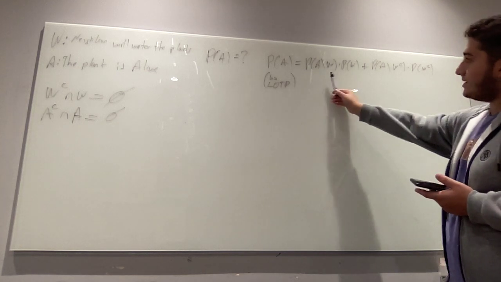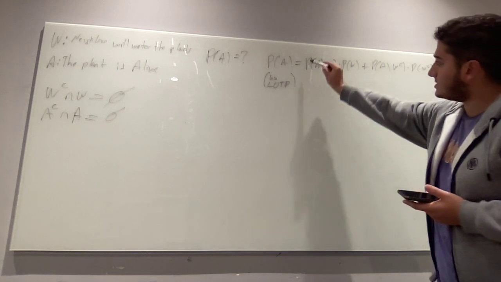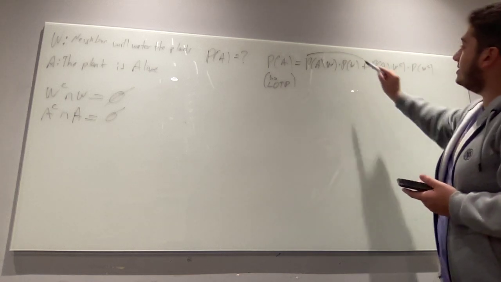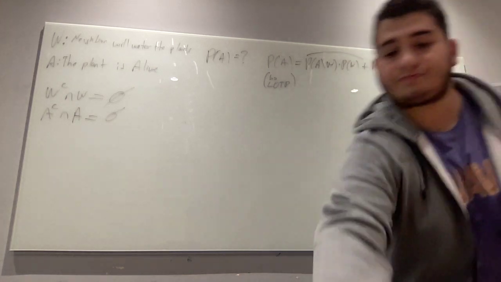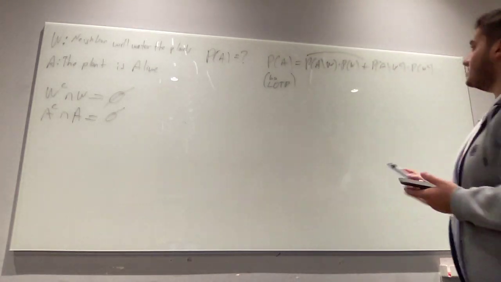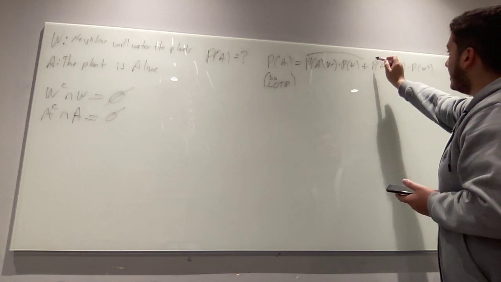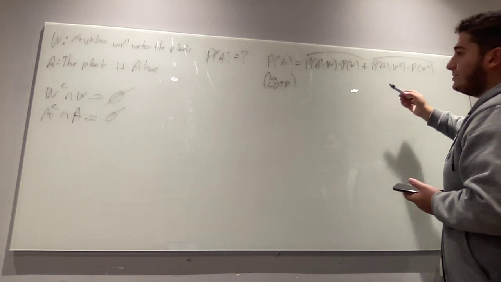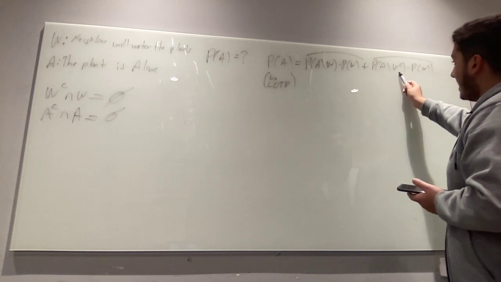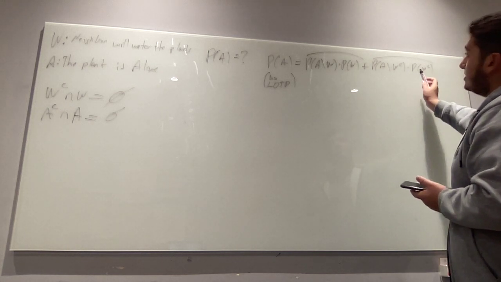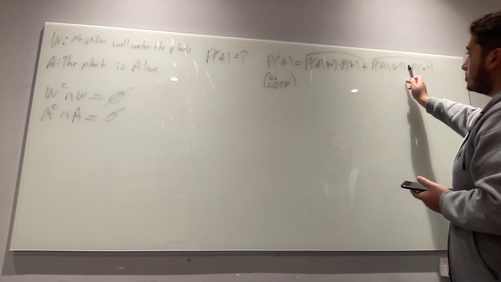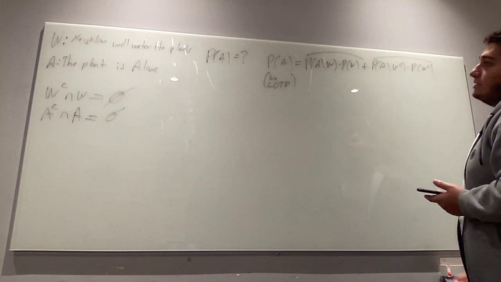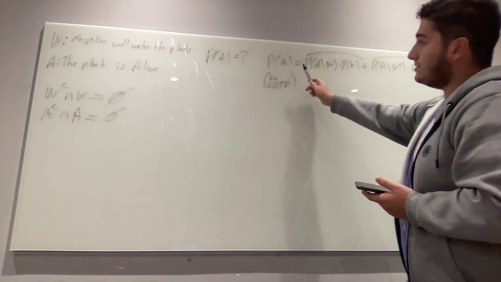That part is the probability if the neighbor gives water to the plants, and that part is the probability that the plant is alive, given that the neighbor doesn't give water to the plants. This summation gives the probability A.